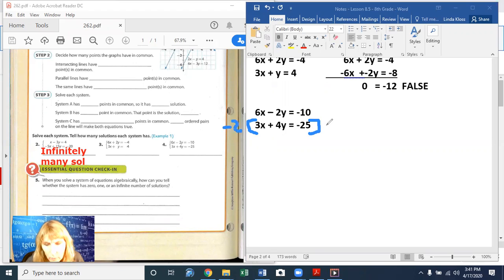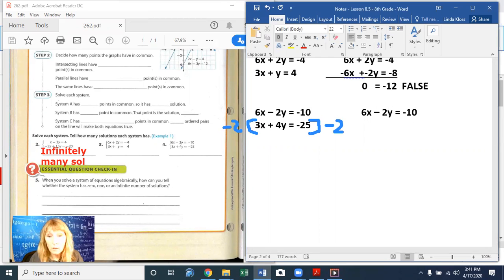It's almost like the other one, but a little different. So if I multiply that by negative 2, my first equation will stay the same: 6x minus 2y equals negative 10. And my second equation will now become negative 2 times 3x, negative 6x, negative 2 times 4y, negative 8y equals negative 2 times negative 25, positive 50.